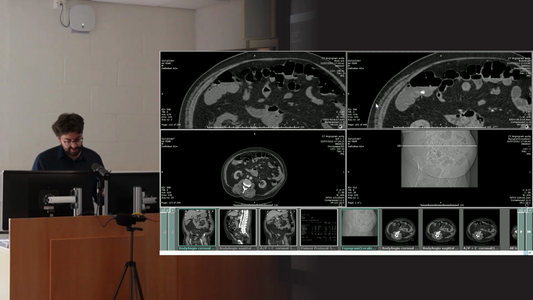So we've gone through Hounsfield units. We've gone through windowing and how that works. We've talked about contrast phases. There are other contrast phases as well that I haven't mentioned.